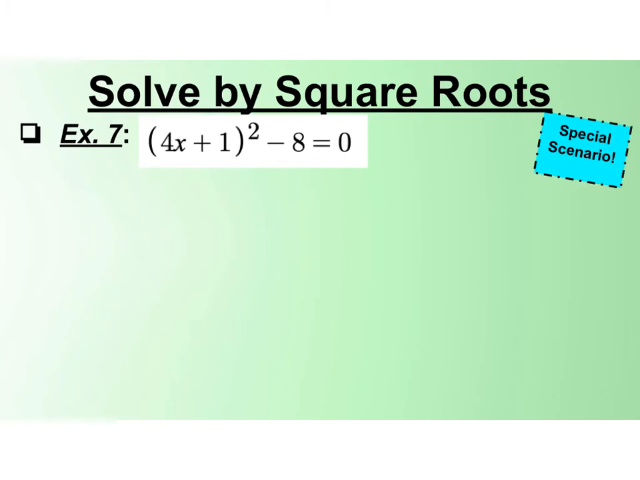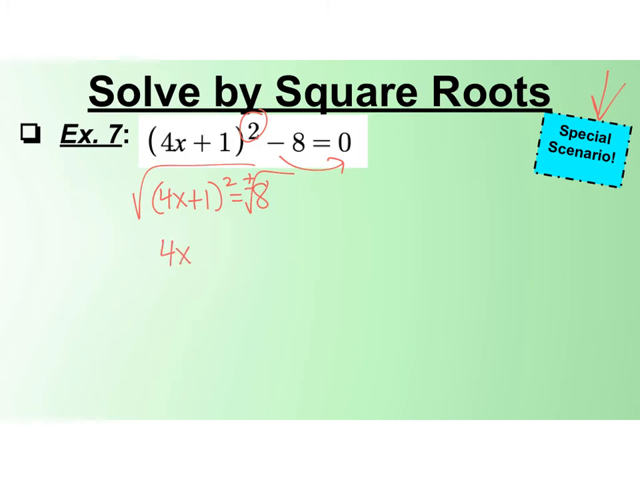Here's a special scenario. Note there, this is not in standard form. It is set to 0. Again, I can use this to my advantage if I recognize I see the square, there's no other x around besides what's inside. So what I'm going to do is add the 8 over. And it's kind of like what we just did, the left side squared, so I can take the square root. Remember the plus and minus on the 8. So that undoes my left side.